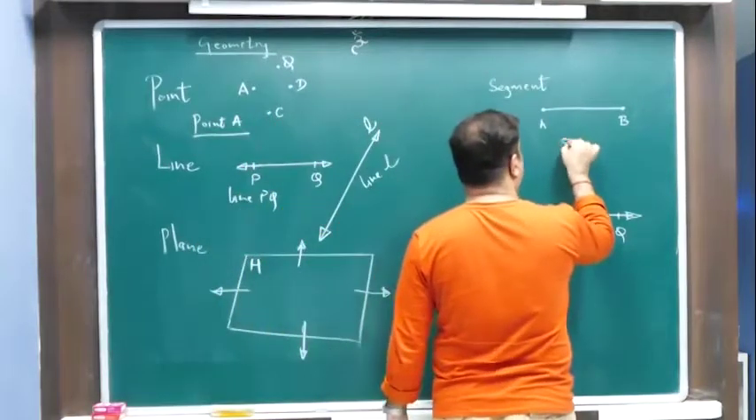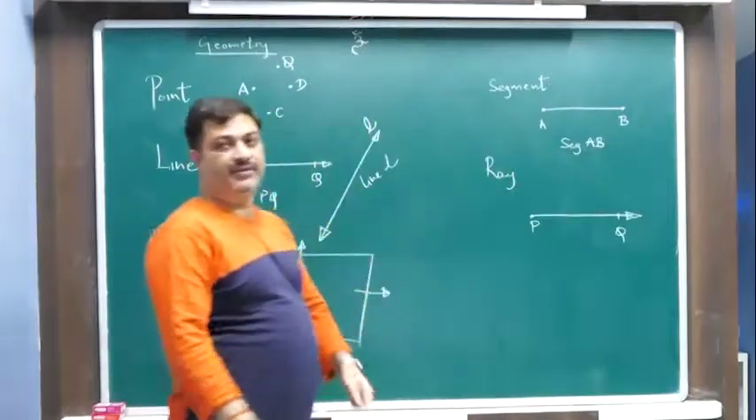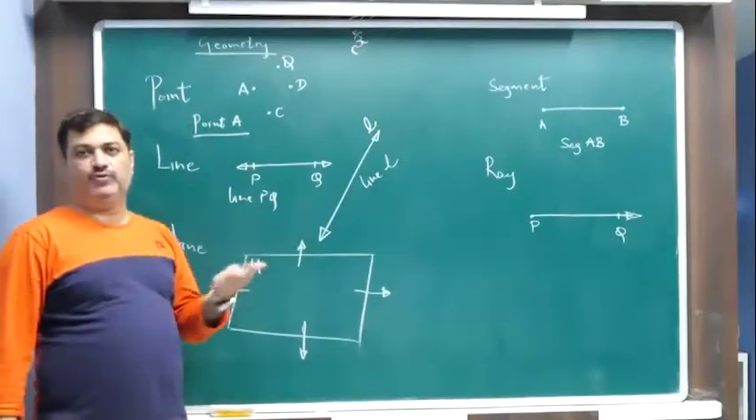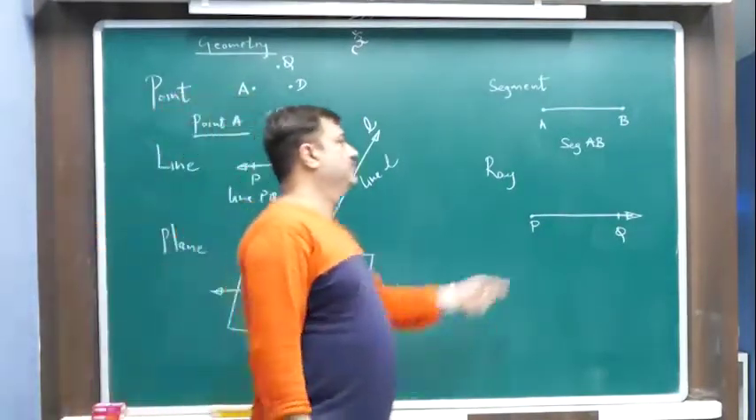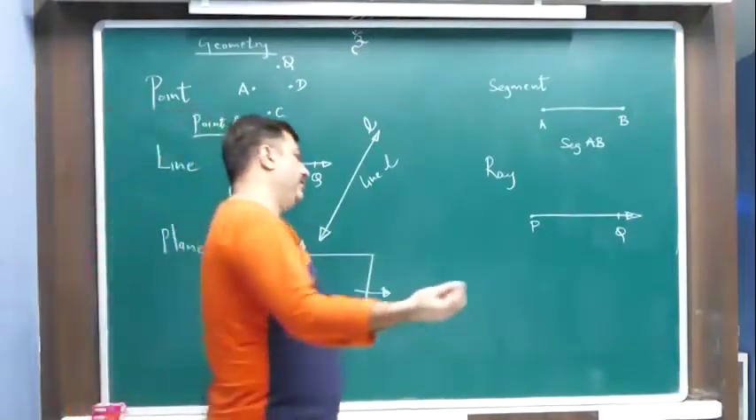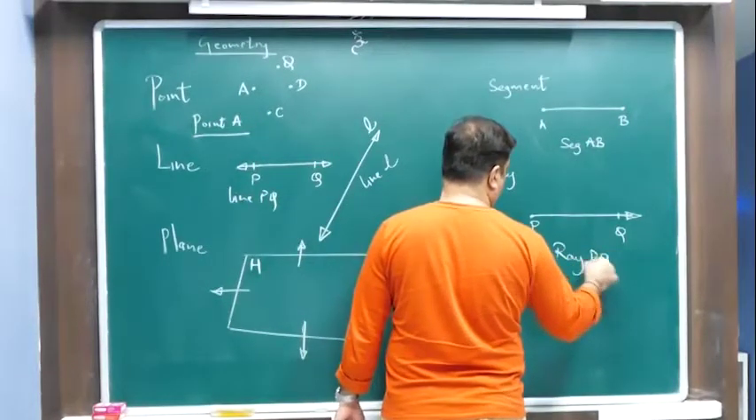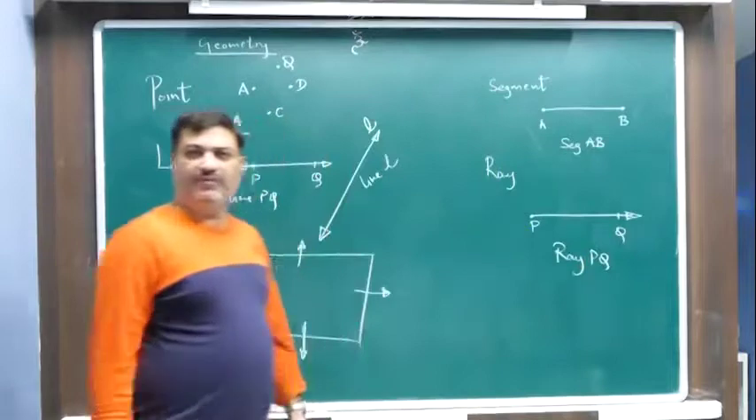How do you read this? Seg AB. Seg AB means segment AB. The short form of segment is seg, which we normally use in geometry. So seg AB means segment AB. Clear? How do you represent a ray? Again, ray PQ. Ray PQ. Now let me ask you one final question.